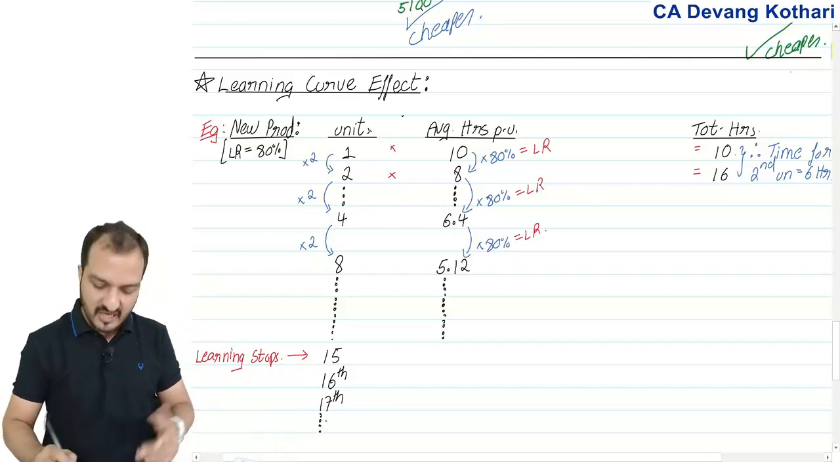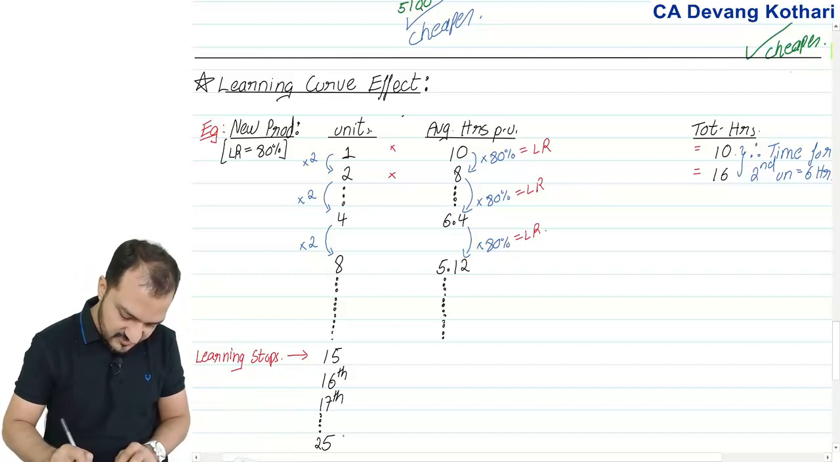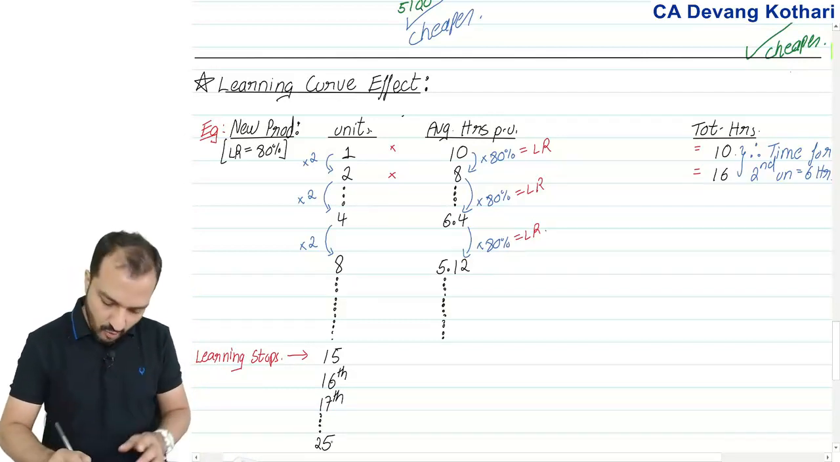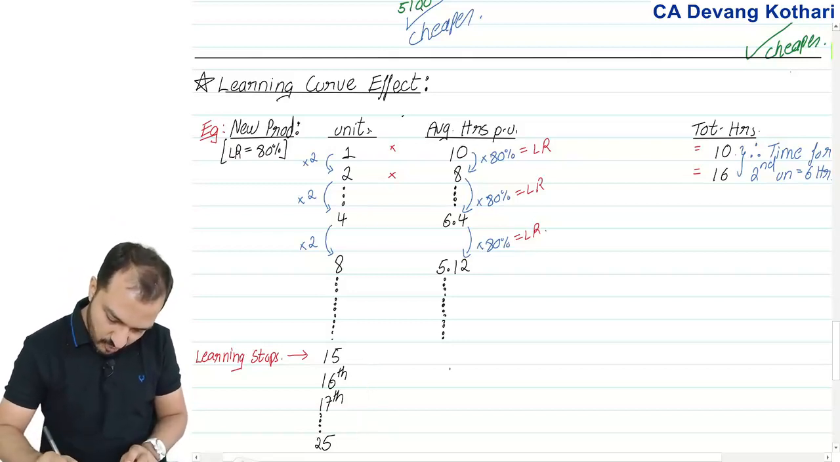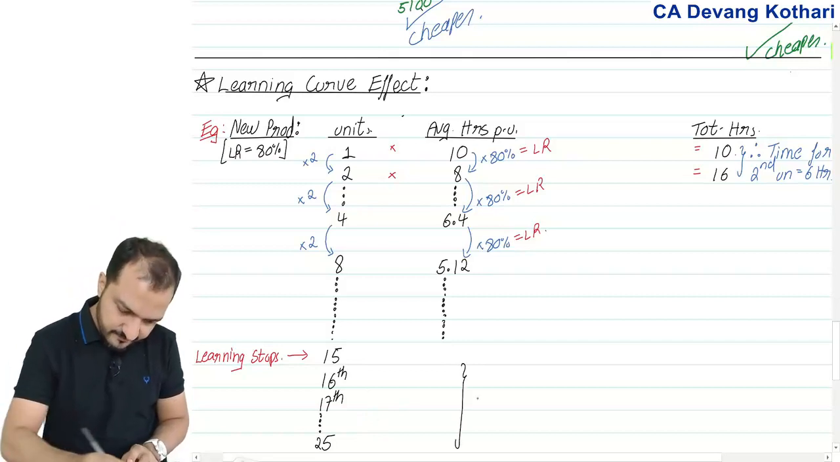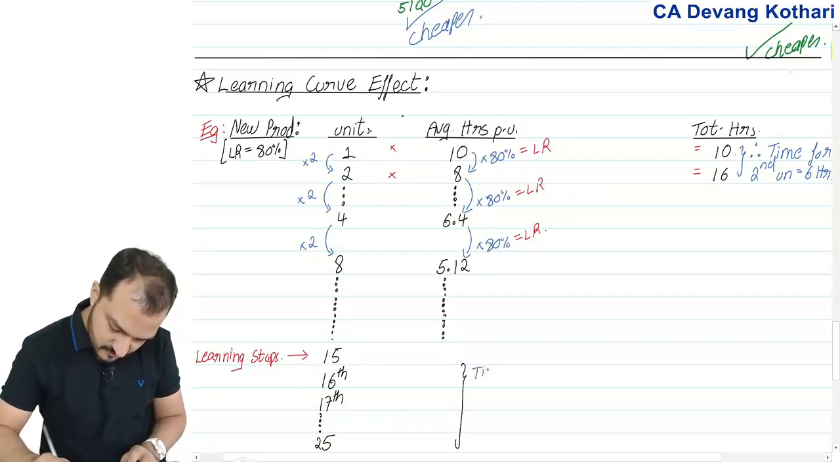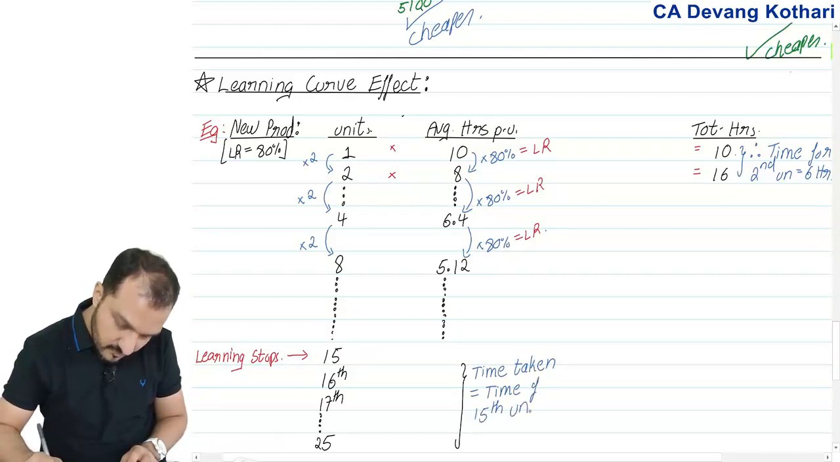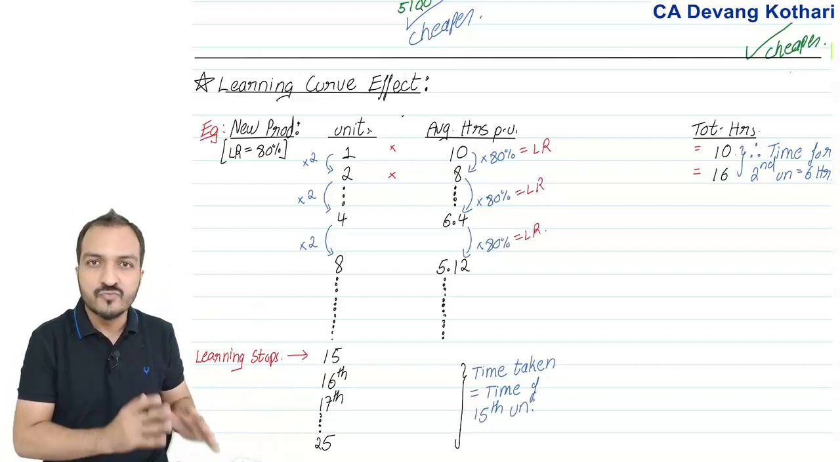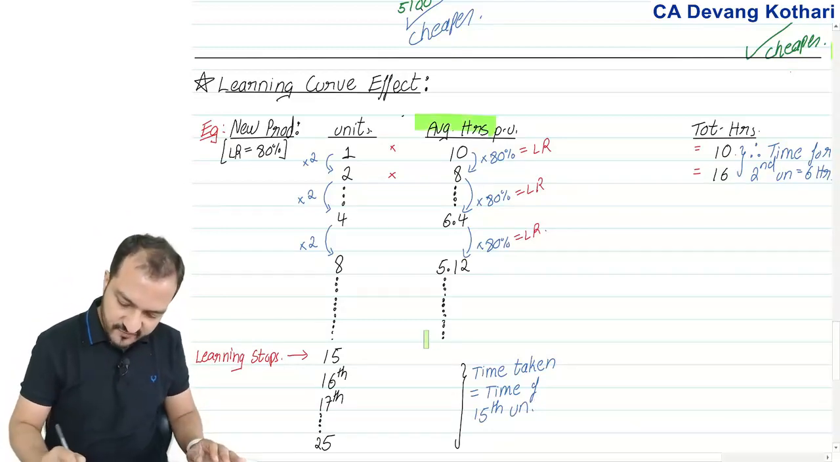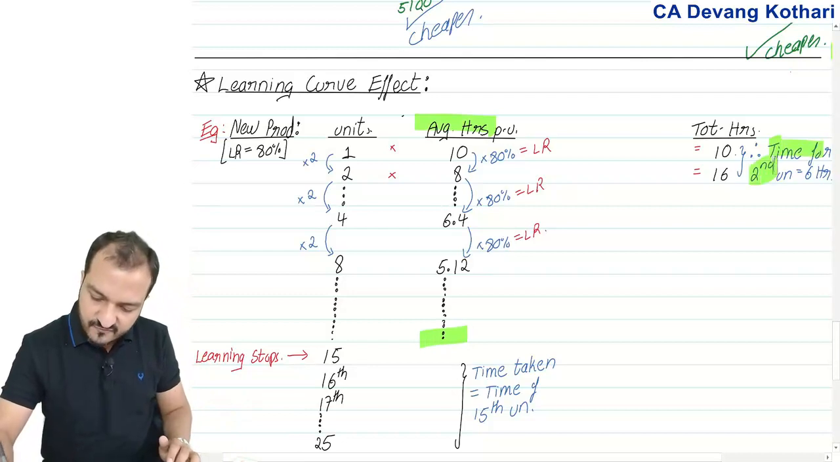Every unit that you produce after this, let's say up to 25 units, whatever production you now do, all these units will require how much time? The time taken for all these units will be equal to the time of the 15th unit. It will be equal to the time for the 15th unit, not equal to the average hours of 15 units.